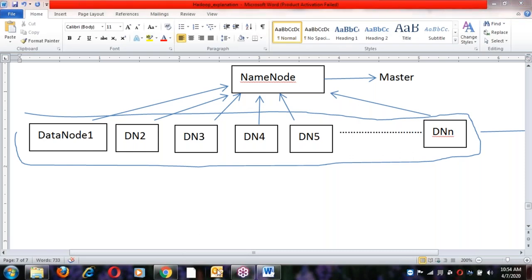How many nodes can be configured? That is your doubt. That depends on the volume of data. We'll discuss the maximum number of nodes in the next topic. The maximum number of nodes in a cluster is 10,000. In the 1.x version it is 4,000 nodes, but in the 2.x version it is 10,000 nodes.